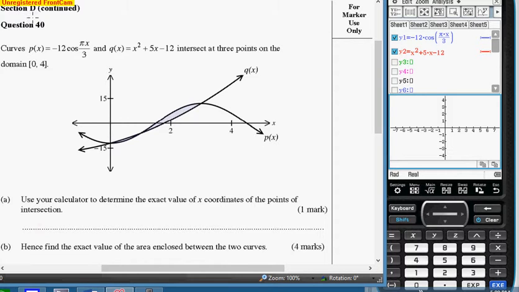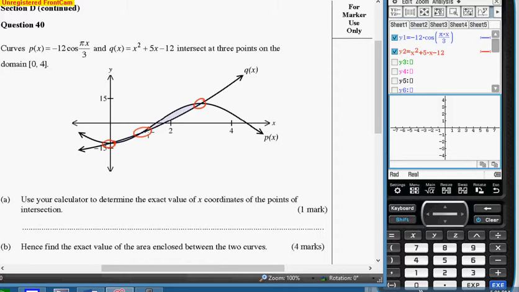Hi again. Here is question 40, which is about these two curves, and then we have to find the area in between them. Now it tells you what the curves are. We've got one that's a cosine function, one that's a quadratic, and we've got a picture of them here, intersecting like that. Now part A says use your calculator to find the exact value of the x coordinates of the points of intersection. So that would be that point, that point, and that point. We've got to find the x values that go with them.